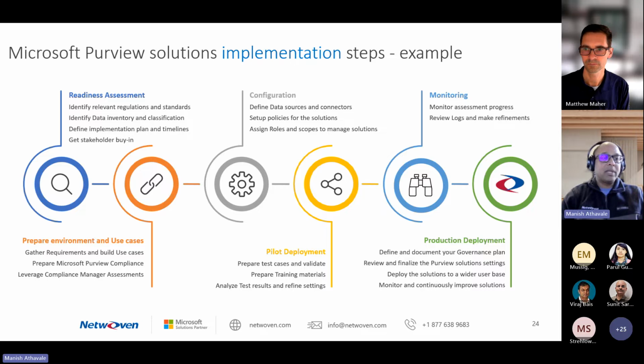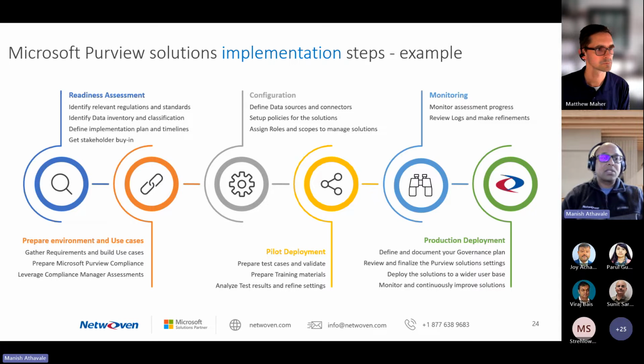The next step we do is we prepare the environment and we build use cases, test cases, right? We get the requirements, we build use cases, then we start implementing the solutions that we understand from the requirements need to be implemented. And then we use basically the assessment to start following how compliant our client is in all the different measures.